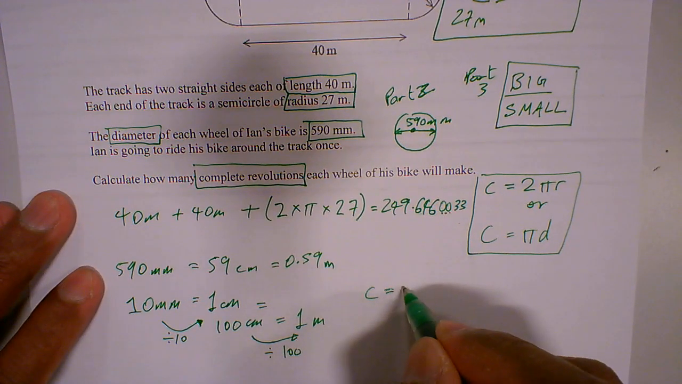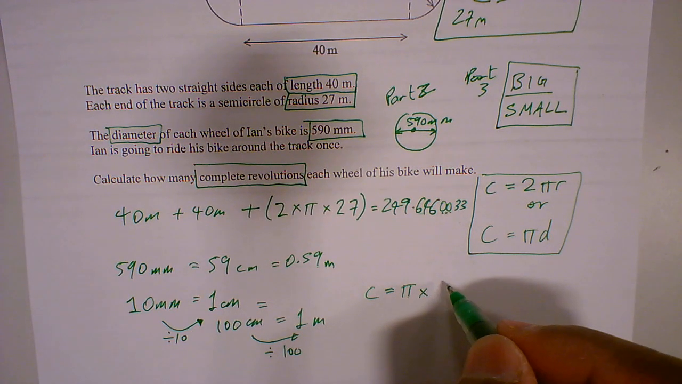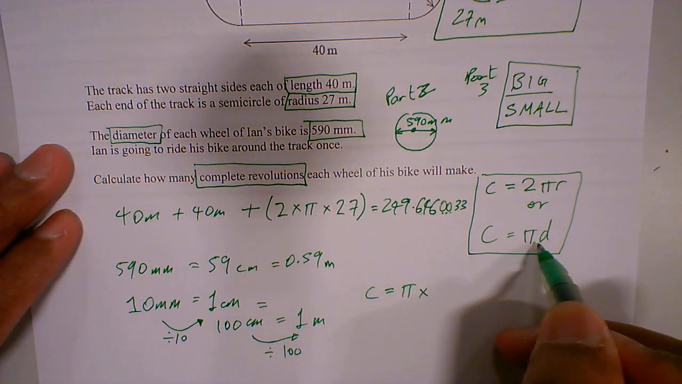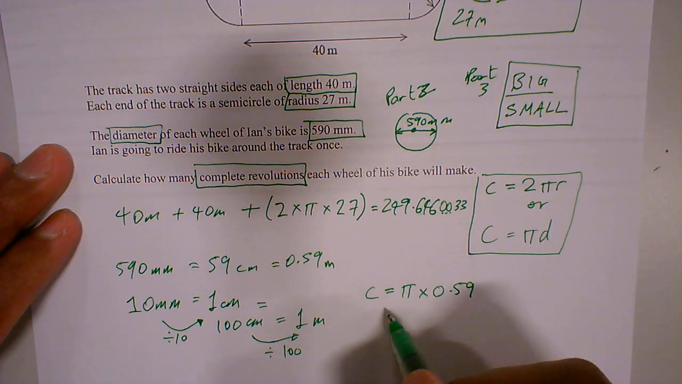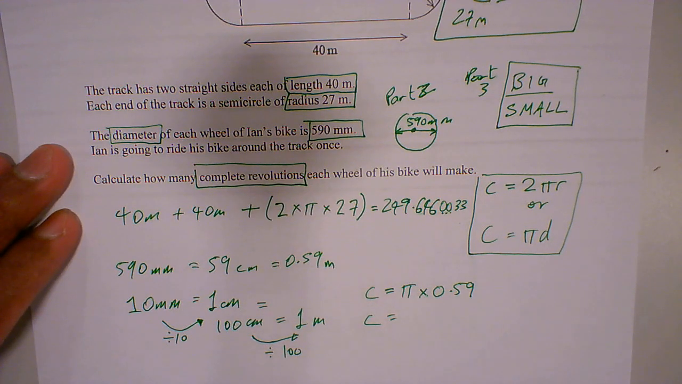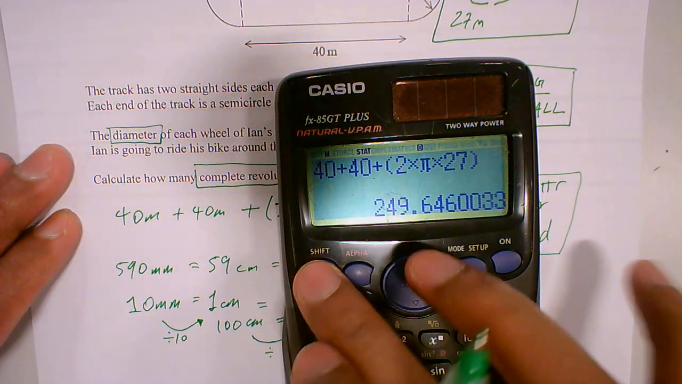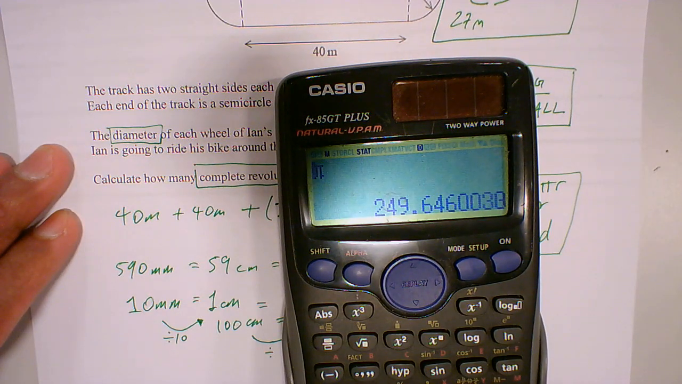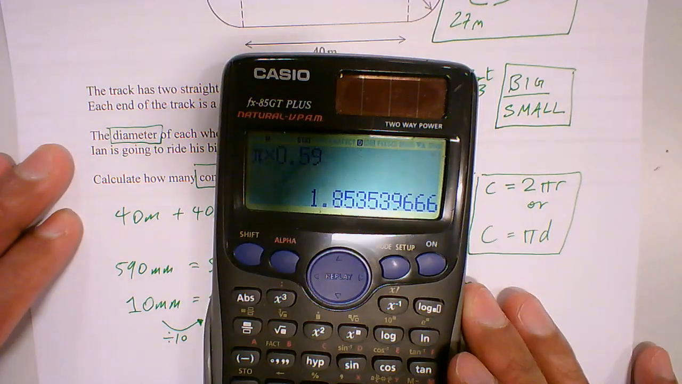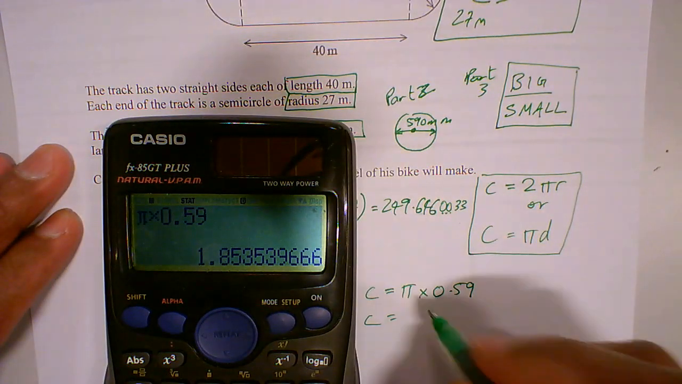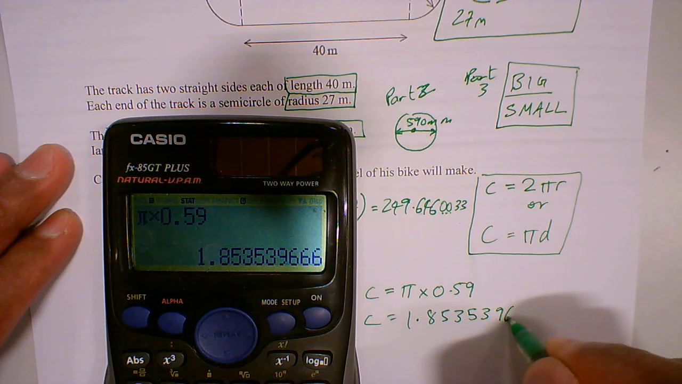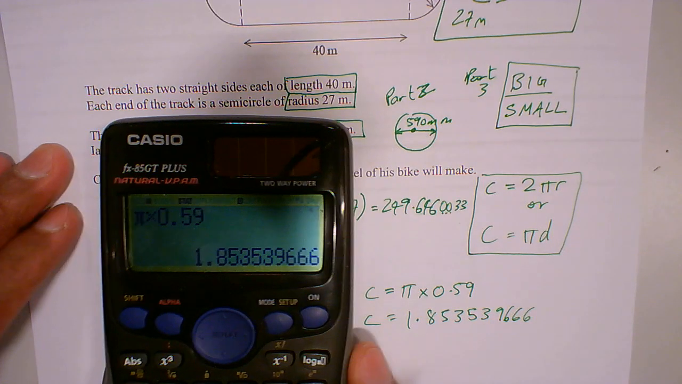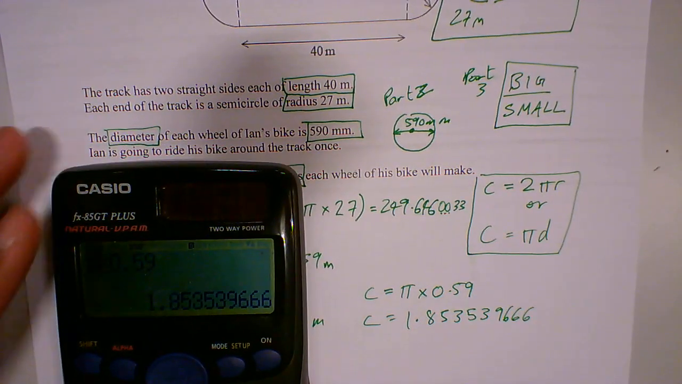So for my part 2, circumference equals pi times diameter. I can use a different formula because I've got the diameter. So pi times 0.59 meters gives me 1.853539666. So that's my part 2, and now I need to divide the other two numbers.